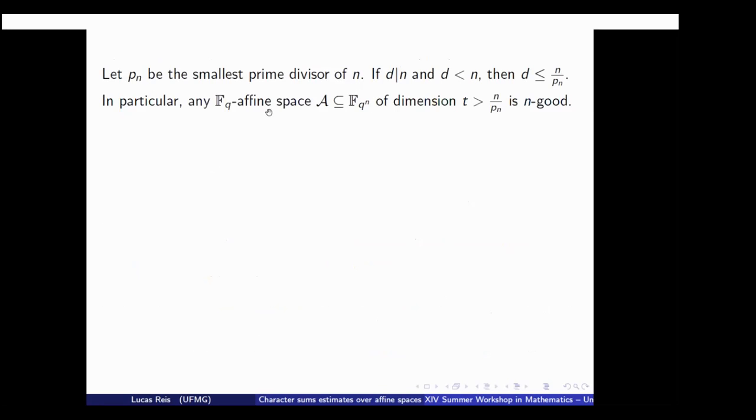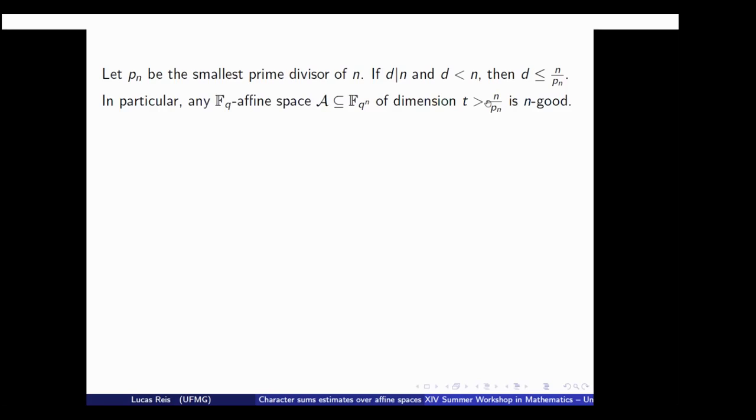So in particular, if I take an affine space of dimension larger than n over p_n, this affine space is n-good. And so, as a straightforward corollary, we have that if A is an affine space of dimension larger than n over p_n, then I have this bound on the character sum.